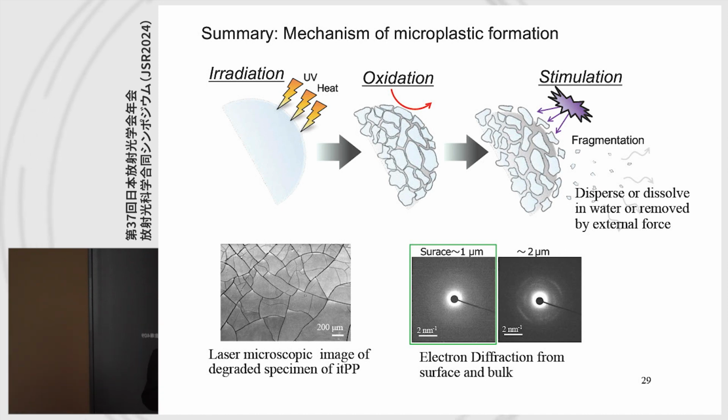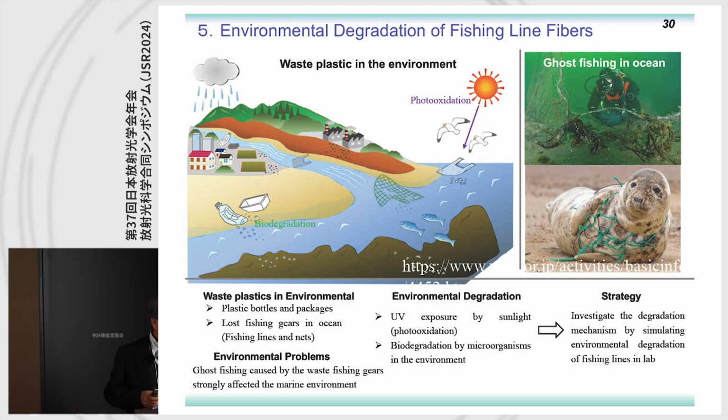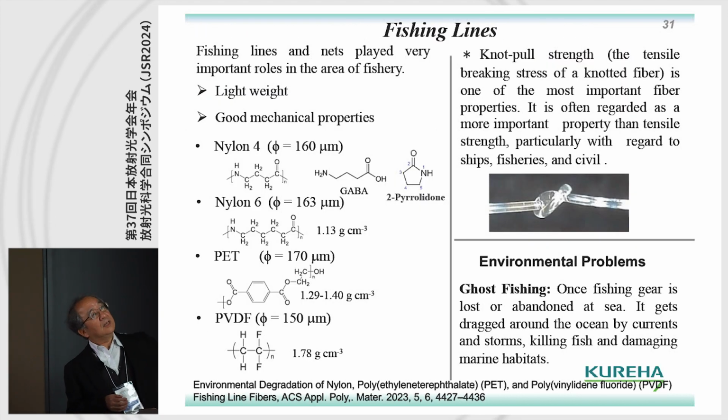So now we can simulate this environmental degradation by shining UV light and giving mechanical stimulation. We have another topic, on fishing lines, which is another very big problem, not microplastic, but what we call ghost fishing. We try to solve this in collaboration with a company by using nylon 4, which has a degradation enzyme in the ocean.